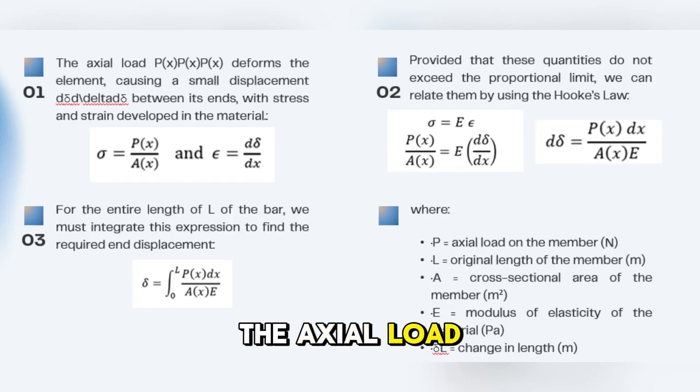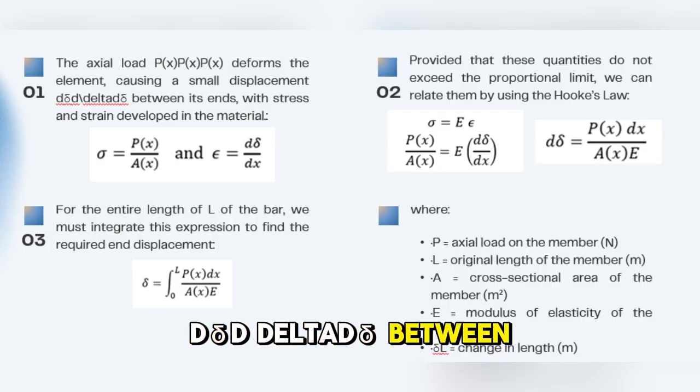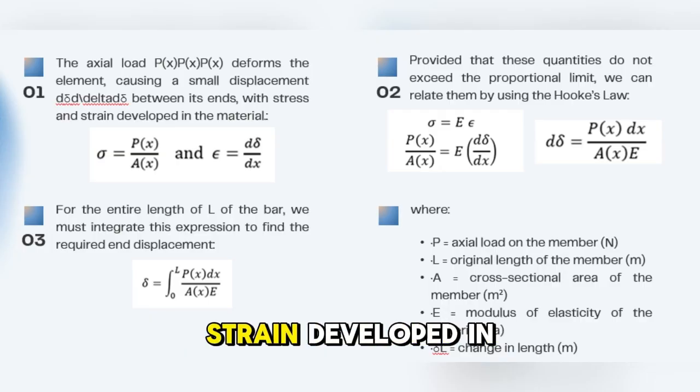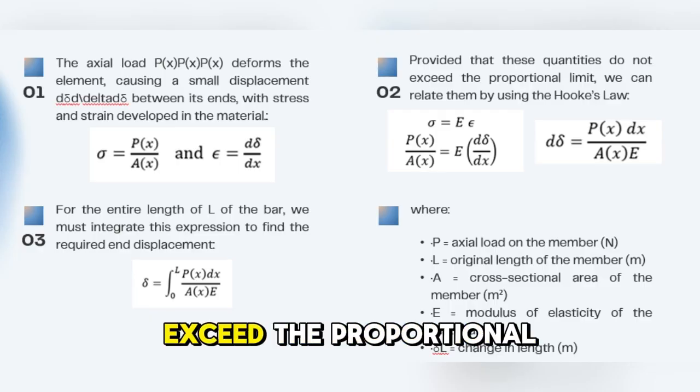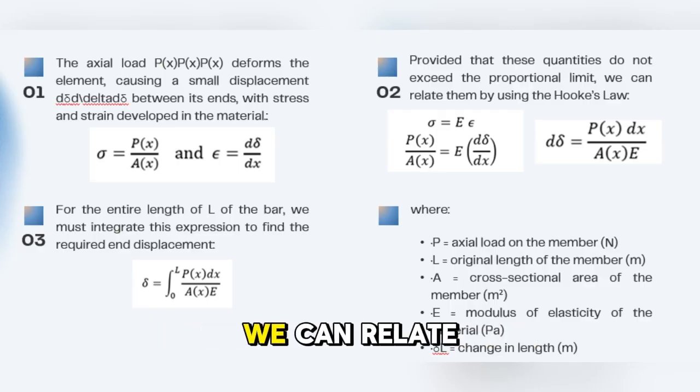The axial load, Px, deforms the element, causing a small displacement delta d between its ends, with stress and strain developed in the material. For the entire length L of the bar, we must integrate this expression to find the required end displacement. Provided that these quantities do not exceed the proportional limit, we can relate them by using Hooke's law.